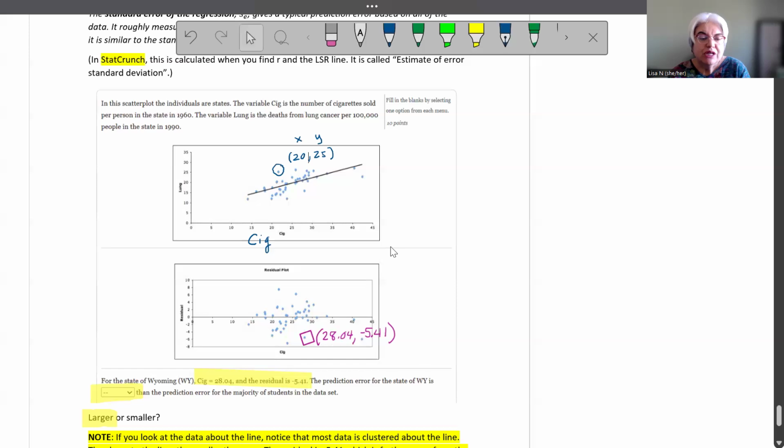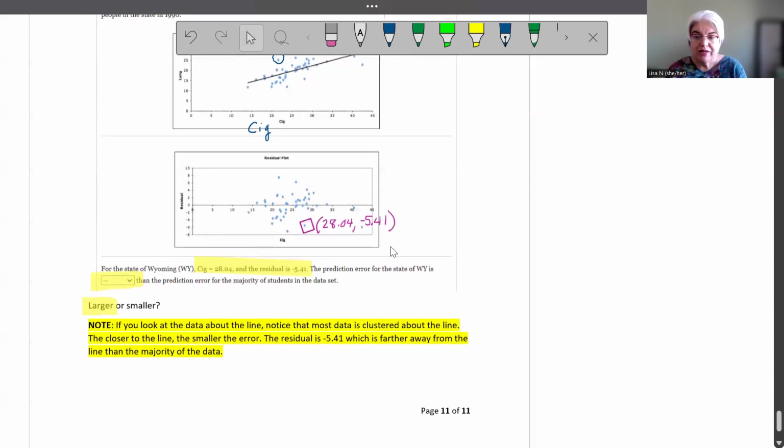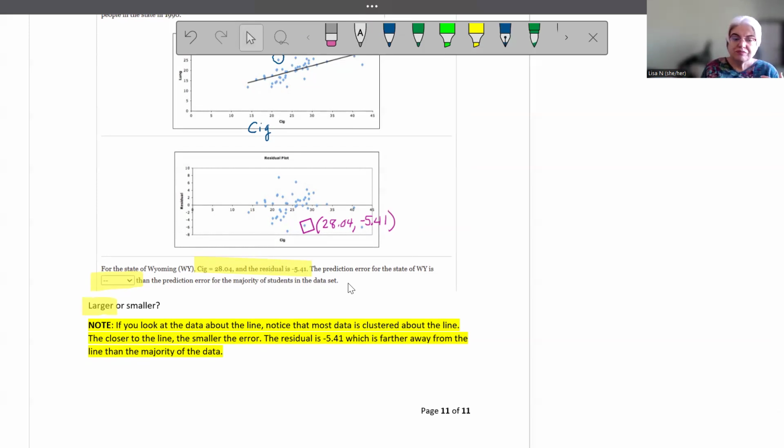Now, if you look at the second graph, that's the residual plot. Again, you're taking the line, you're making it horizontal, and you're checking the residual plot. This specifically is looking at the state of Wyoming. The state of Wyoming is 28.04, and the residual is negative 5.41. Notice this point is below the line. The prediction error for the state of Wyoming is larger or smaller?